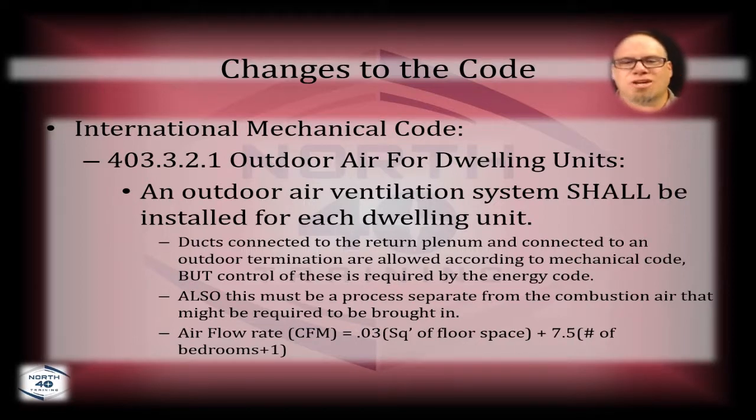Okay, so let's look at this calculation. We're getting a little bit divergent here on what we're talking about. 403.321, outdoor air for dwelling units. What's that calculation? Your airflow rate in CFMs is going to be equal to 0.03 times the square foot of the floor space that you're serving, plus the constant of 7.5 times the number of bedrooms plus one more bedroom. That's your calculation. It's not a tough calculation at all to make, but it's there.